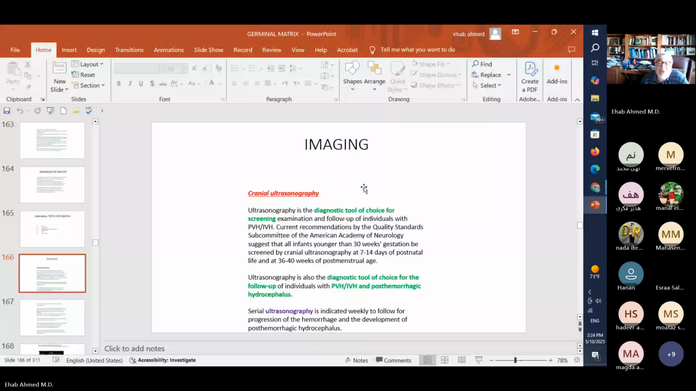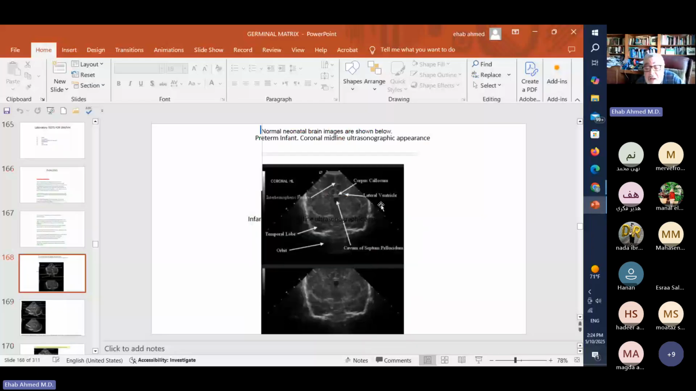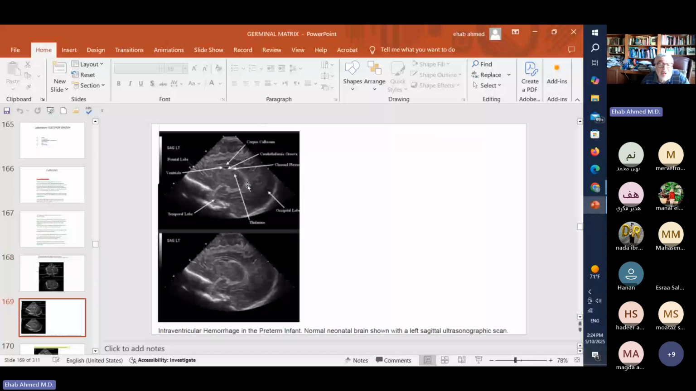And this is the normal ultrasound, and it shows you in a coronal section what the structures are, like the lateral ventricle, the corpus callosum, whatever. You are more familiar with that than myself. And this is the parasagittal view. It shows you the important structures we talked about before surrounding the ventricles.